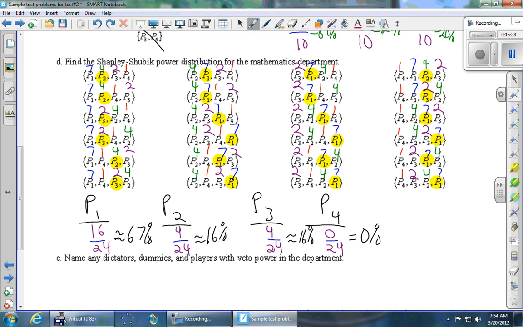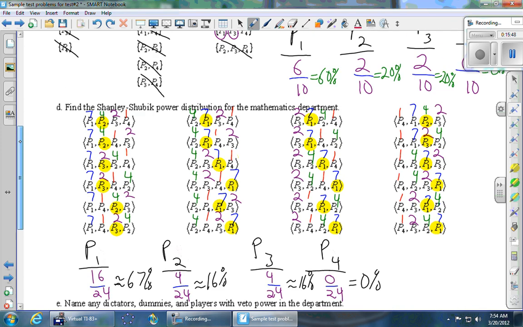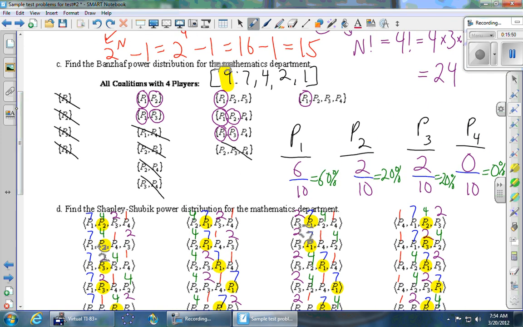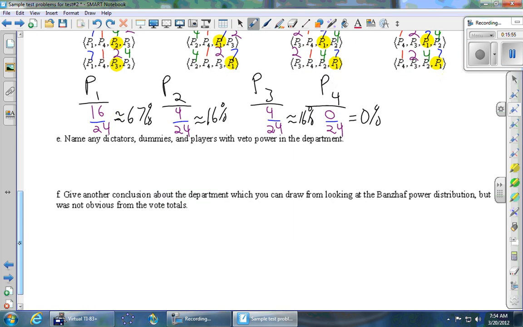Part E, name any dictators, dummies, and players with veto power. Okay, a dictator is somebody that has power to pass the motion by themselves. Even our strongest player, which is player number 1, has 7 votes, which is not enough to pass this thing with the quota at 9. So there are no dictators. A dummy is somebody with no power. You can see that player number 4 got 0% of the power both times we did this calculation. So player 4 is a dummy.